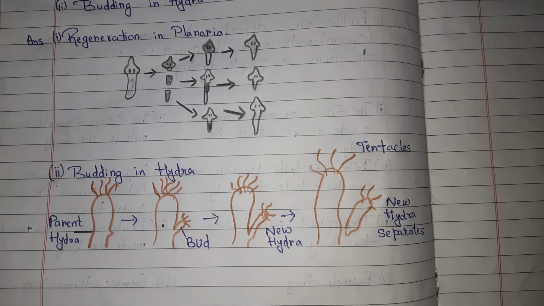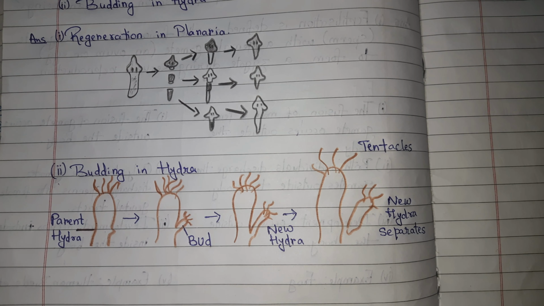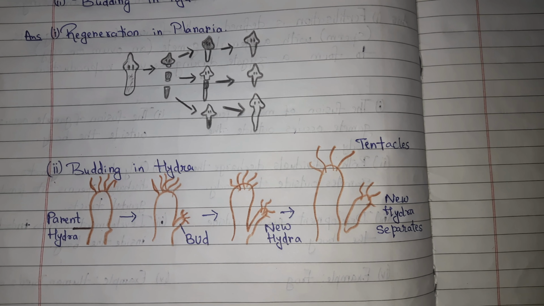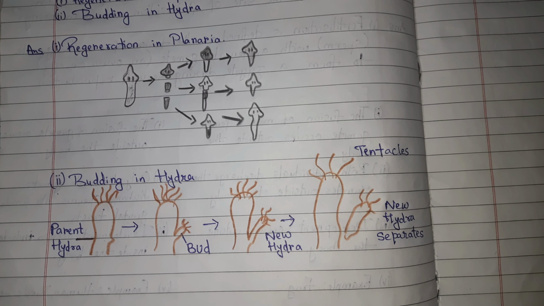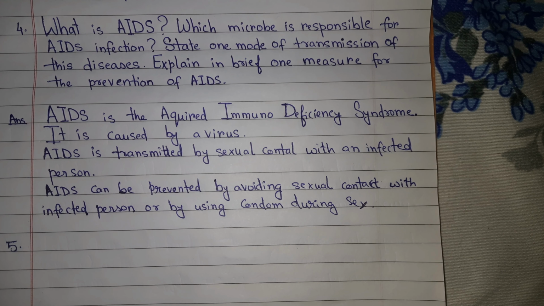The third question is, illustrate the following with the help of suitable diagrams. Diagrams are an important part if you are studying biology. So it is regeneration in planaria and budding in hydra. I have drawn here. You can also get it in your book. Whatever you find easy, you can draw it.